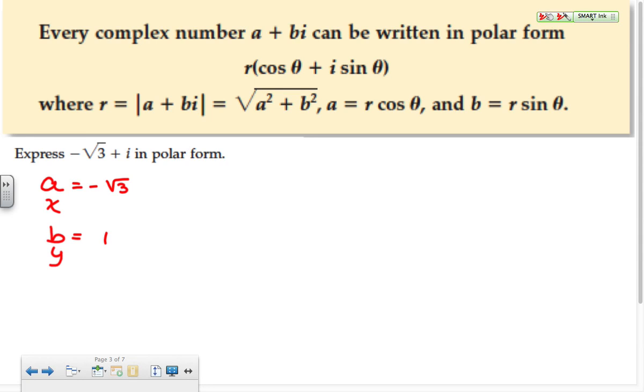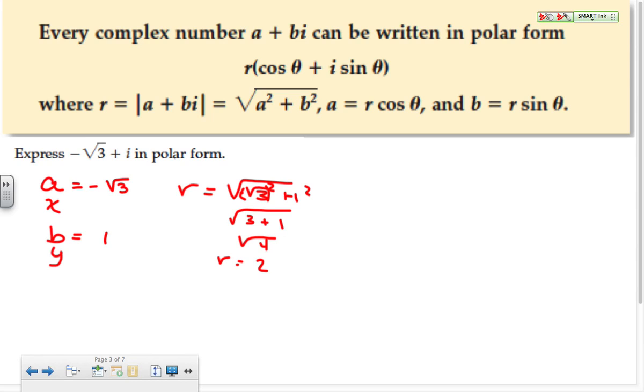So we need to find r. r is the square root of the square root of 3 squared. It's a negative square root of 3, but it's still all going to work out in the end. Plus 1 squared. Square root of 3 squared is 3, plus 1 is the square root of 4, which is 2. So in this case, r is 2. This is nice, but this works out this way.